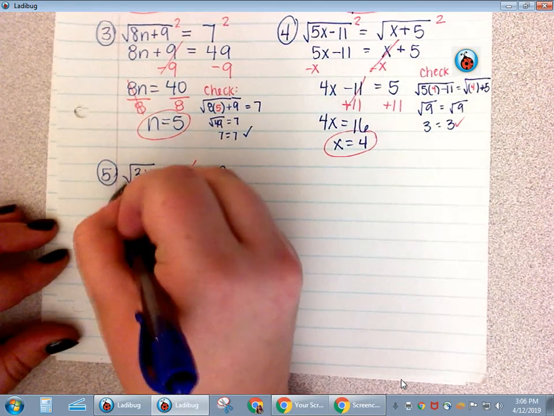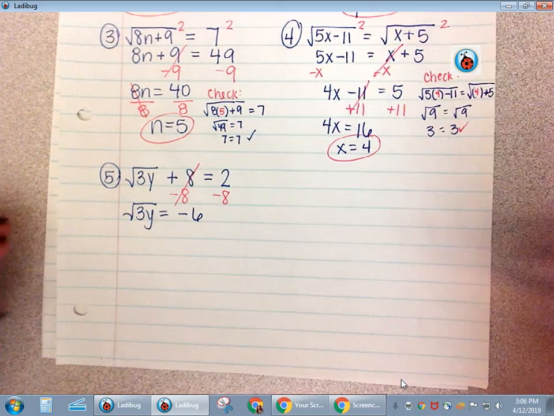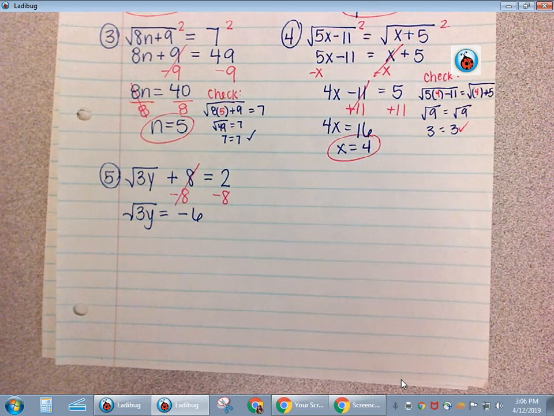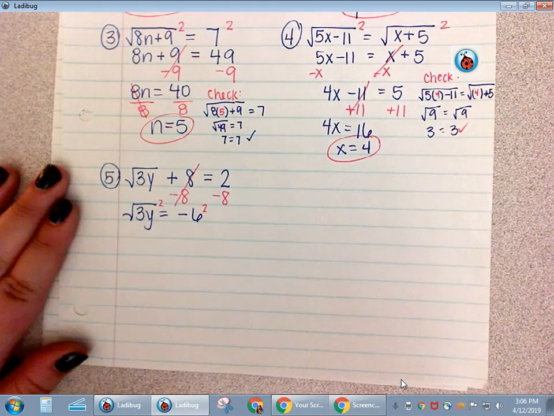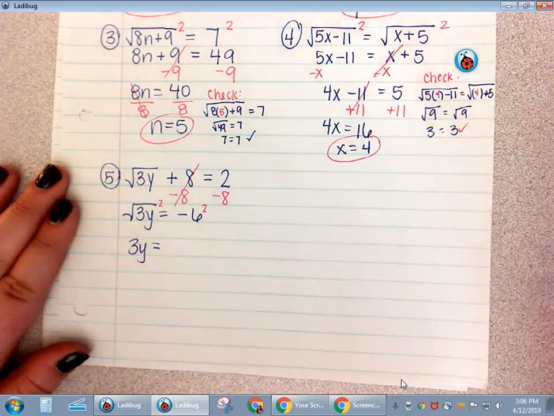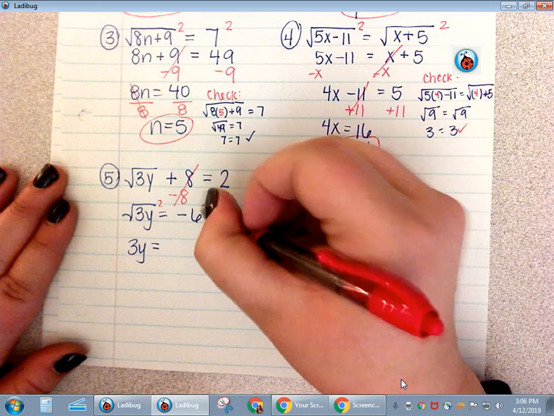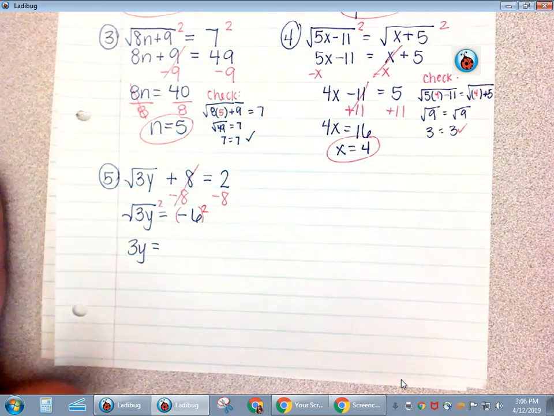So subtract 8 from both sides. And then we got a radical by itself, so we can square the left and the right. On the left, I've got just the inside, 3y. On the right, I do need to be a little bit careful. When I square this, I need to make sure I think of it as if it's in a parentheses.